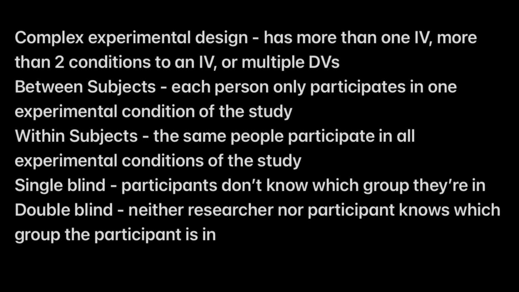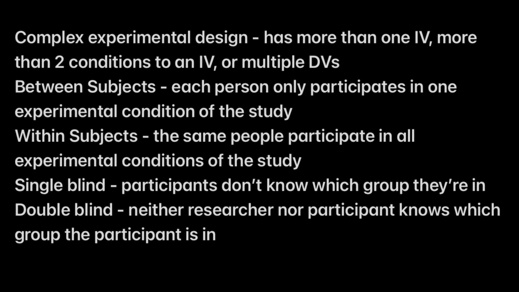Experimental studies can be more complex or simple. The most simple type of study you can have is one that has one dependent variable measuring one outcome and one independent variable with two levels. For example, taking a drug versus no drug at all. We can increase the complexity by adding more conditions to the independent variable. For example, taking a pill, taking an injection, and then taking a placebo or taking nothing at all.